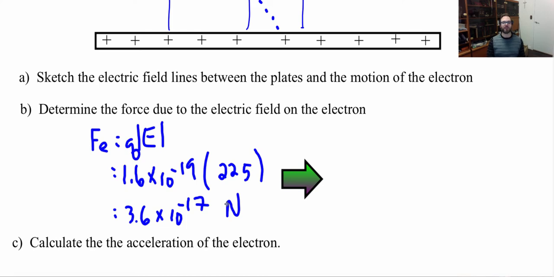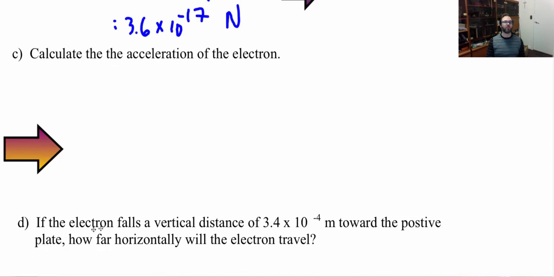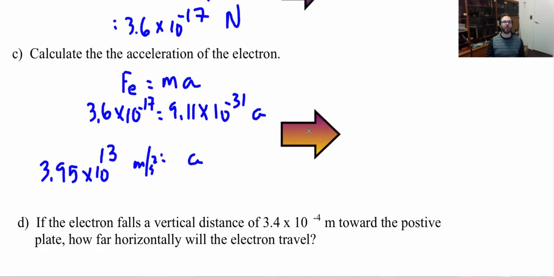Part C says, calculate the acceleration of the electron. So now we know force is equal to mass times acceleration as well, so I could use that to help me calculate the acceleration of the electron. So my electrostatic force is equal to the mass of the electron times its acceleration. Then we're going to isolate for a, so I'm just going to go my force divided by my mass is going to be equal to my acceleration, which is going to be 3.95 times 10 to the 13 meters per second squared.